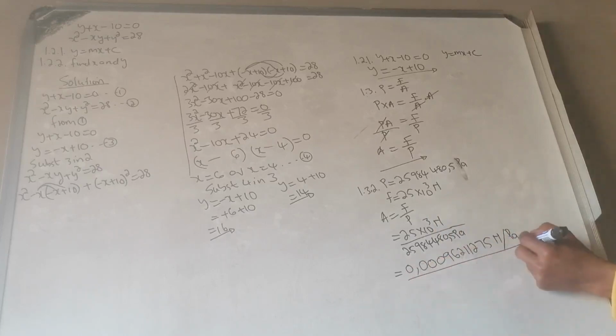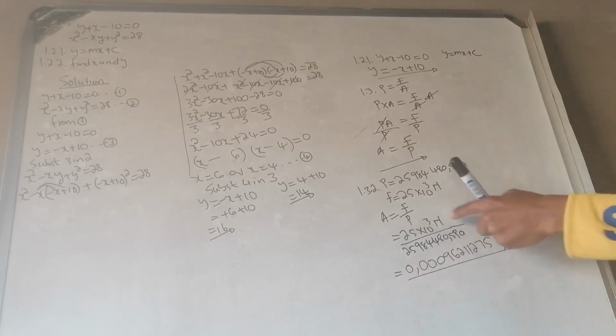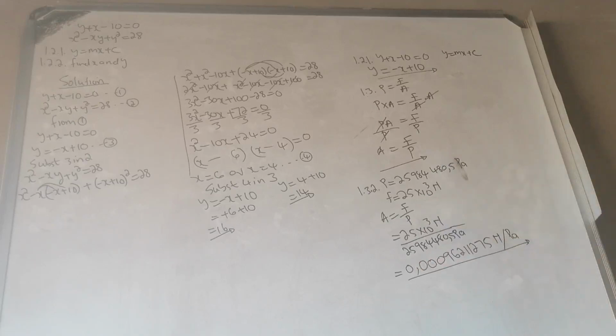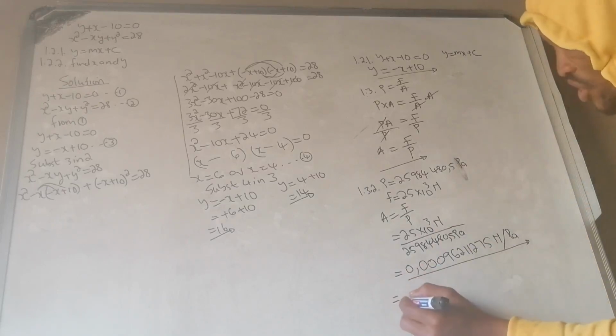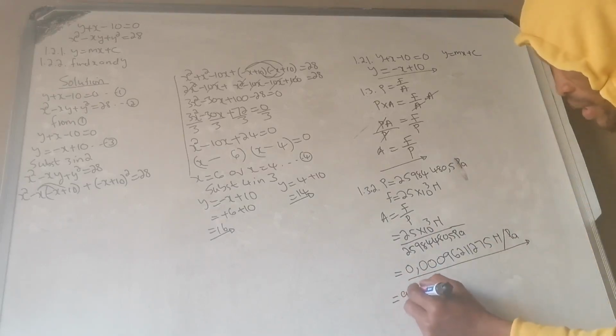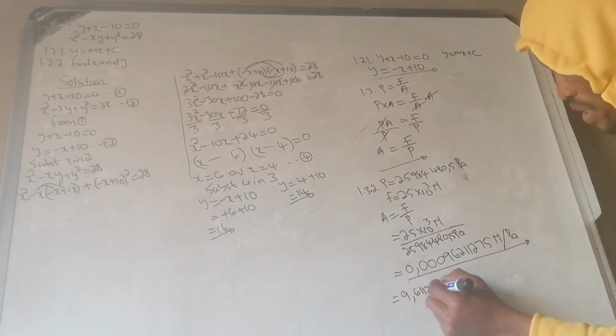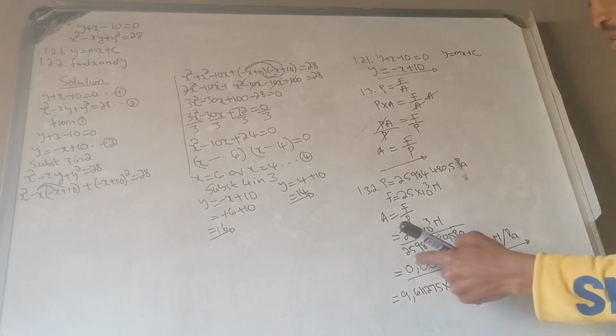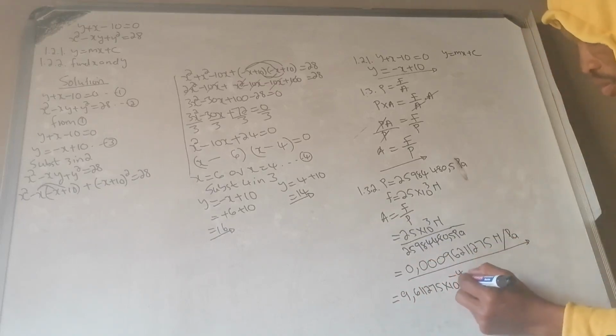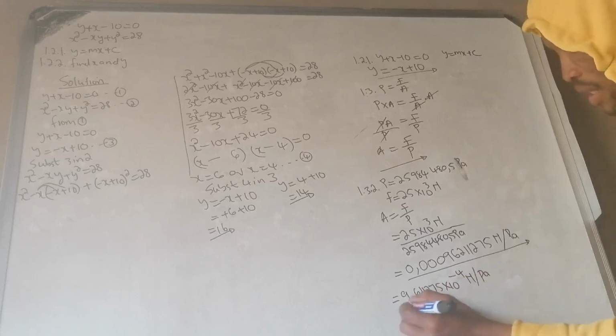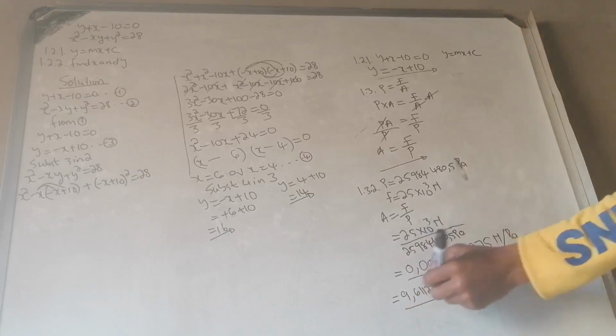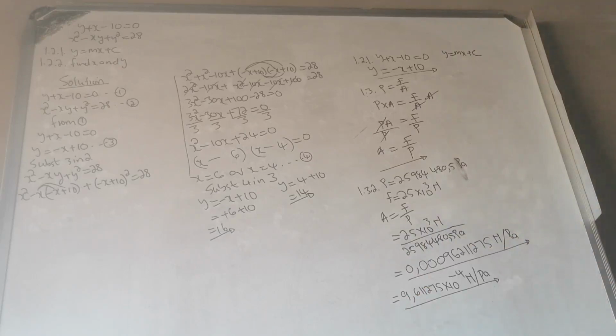This is very, very important. Pressure is this, Newton per Pascal. That will be your area. You can write this in scientific notation as 9.611275 times 10 to the power minus 4, Newton per Pascal. This is you writing that in scientific notation.